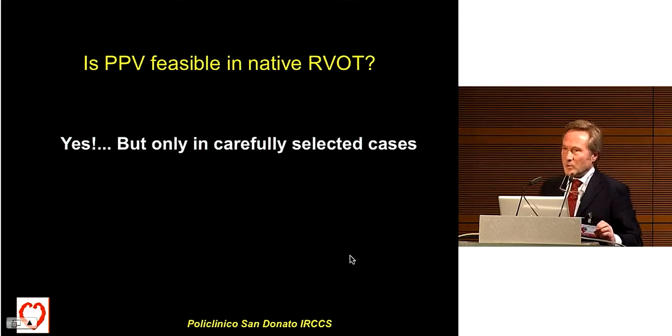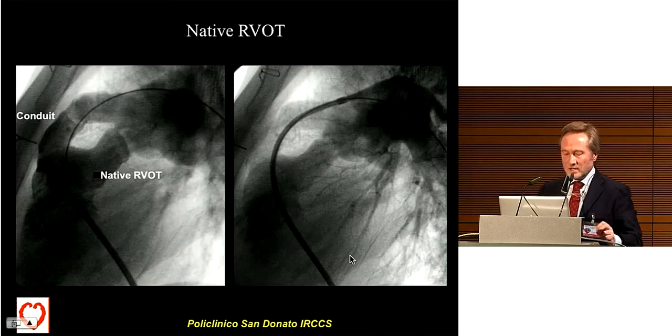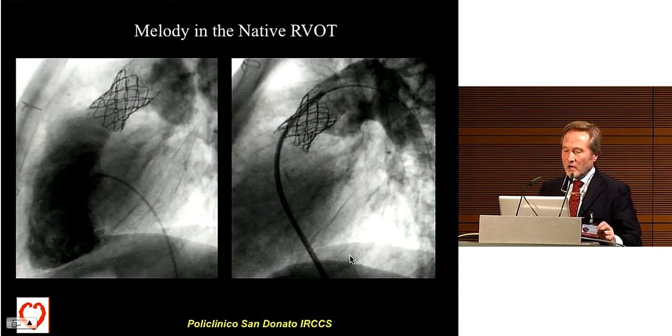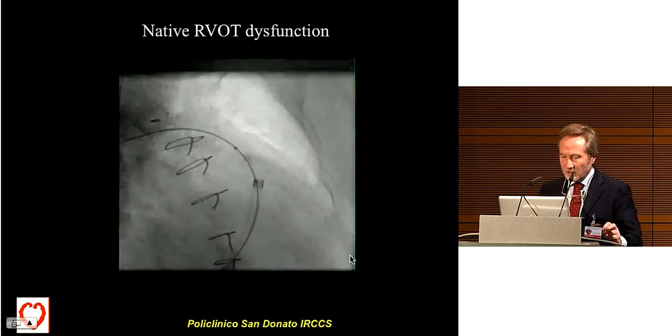Well, is pulmonary valve replacement feasible in the native right ventricular outflow tract? The answer is yes, but only in carefully selected cases. This is a peculiar example in our experience where a tetralogy was repaired, leaving the native outflow tract in place and putting in a conduit because of anomalies of the coronaries, and the native outflow tract became insufficient. The Melody was easily implanted in the native outflow tract with excellent result.